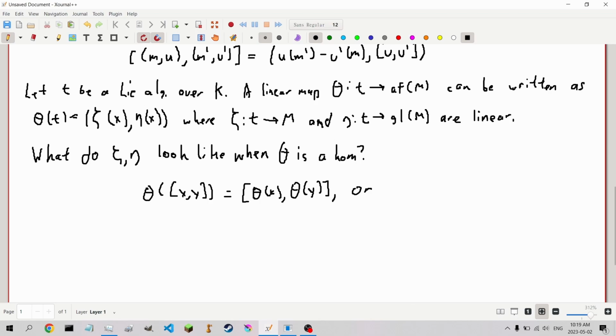We have from the above formulation, this is going to look like the first component is going to be this first one of the bracket, and of course the second one is going to be the second. And this is going to, of course, split across the brackets.